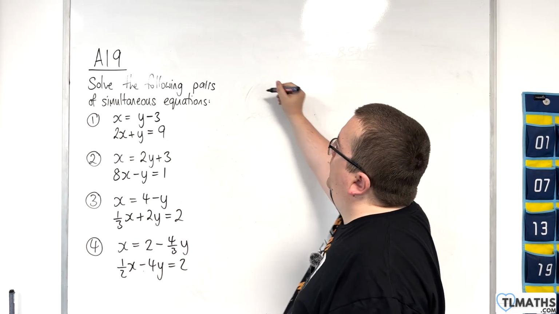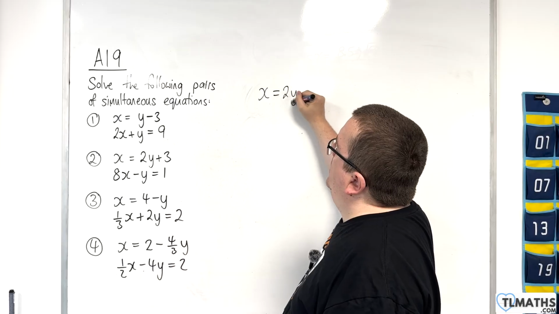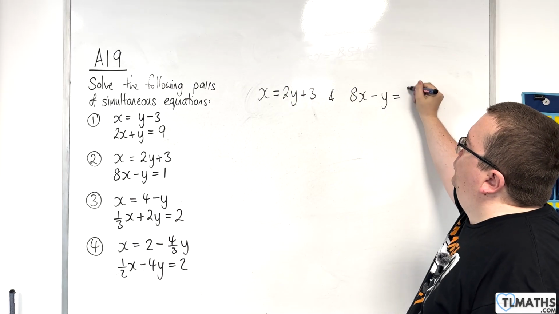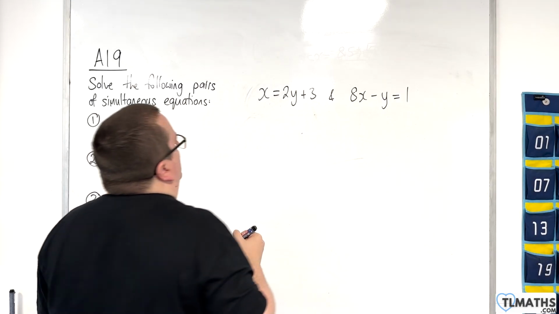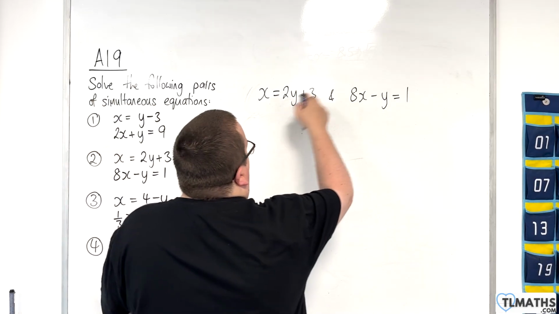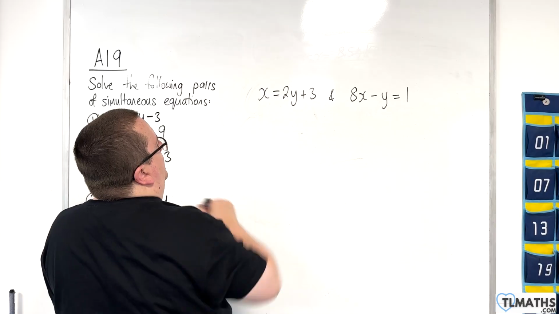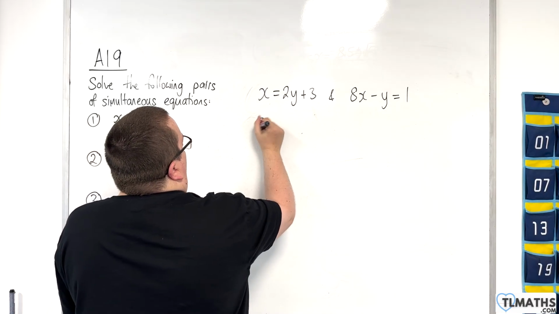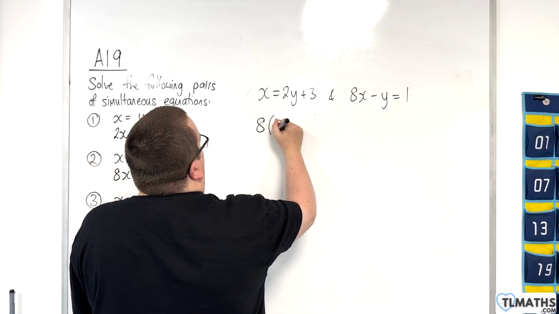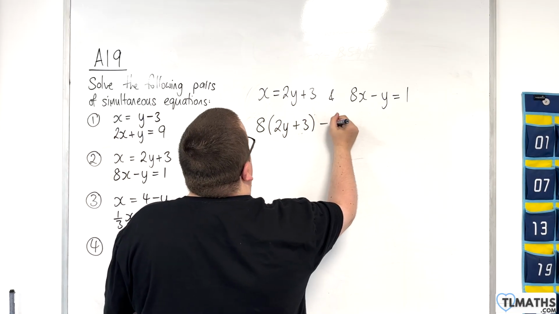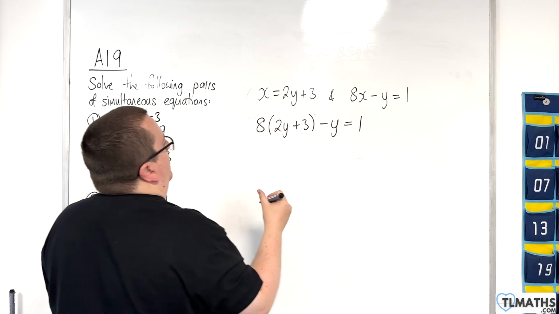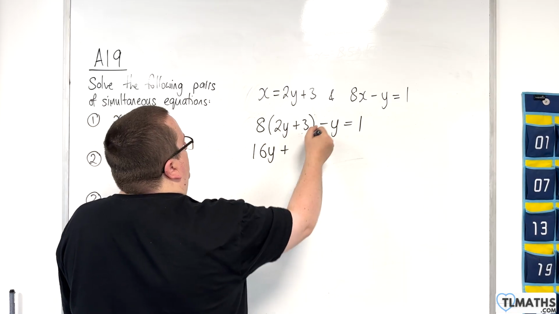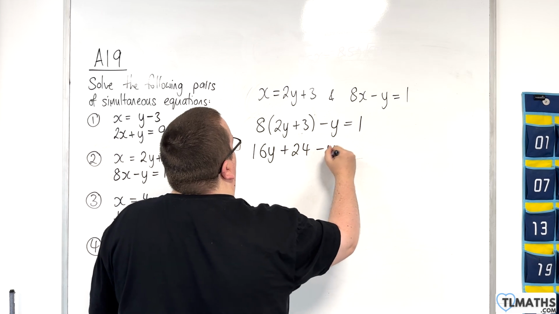So the second one, we have x equals 2y plus 3 and 8x take away y is equal to 1. So we're going to substitute this one into this one, because this is the one that is x equals, explicitly written. So the equation becomes 8 lots of 2y plus 3 in a bracket, take away y is equal to 1. Expand the bracket out, so 16y plus 8 lots of 3 is 24, take away y is equal to 1.